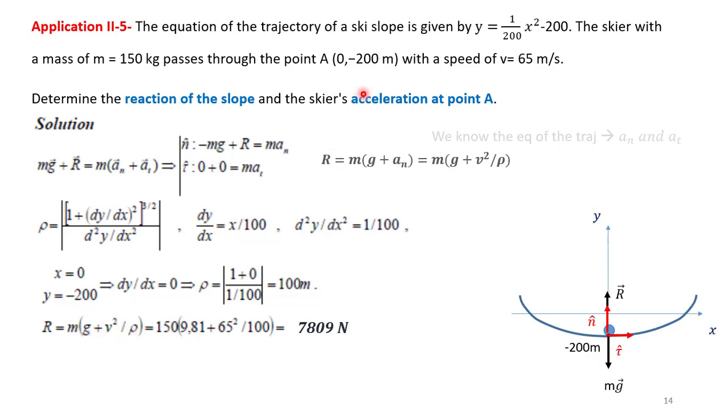Okay, it remains to find the acceleration at point A. So we know that the acceleration is equal to an plus at. An is simple. It's equal to v squared over rho, in fact 65 squared over 100, and at, we know that at is equal to 0, so the acceleration is equal to the normal acceleration, which is equal to 42.2 meters per second squared.